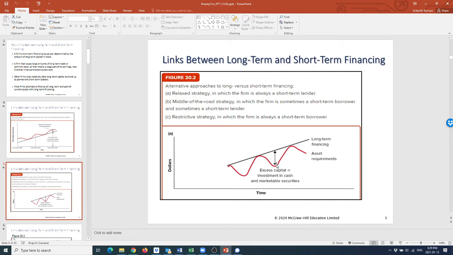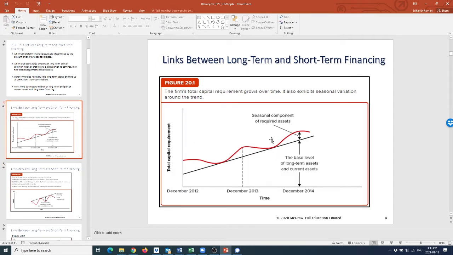And whenever the variations are low, they don't invest that much money into these short-term securities. This sort of strategy is known as a very relaxed strategy. The firm always has enough money, and it always invests money, or in some sense, it is the lender of money.